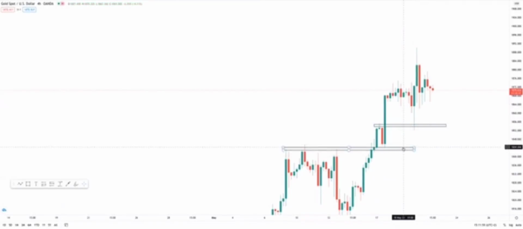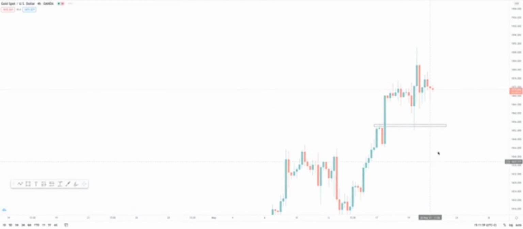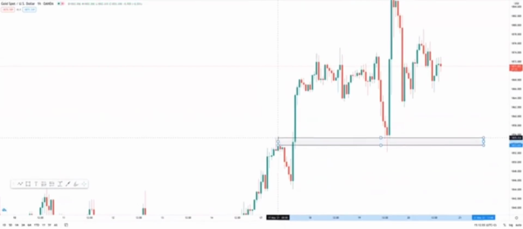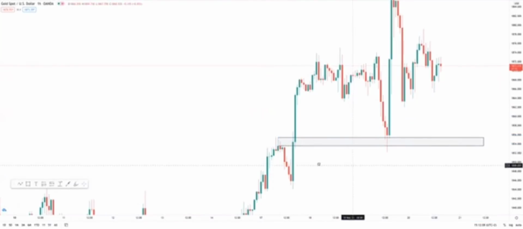Now we move down to the hourly. Let's take that away as that's irrelevant. Let's go down to the hourly. Looking at the hourly time frame, that was our critical support, fresh critical support that was untested.